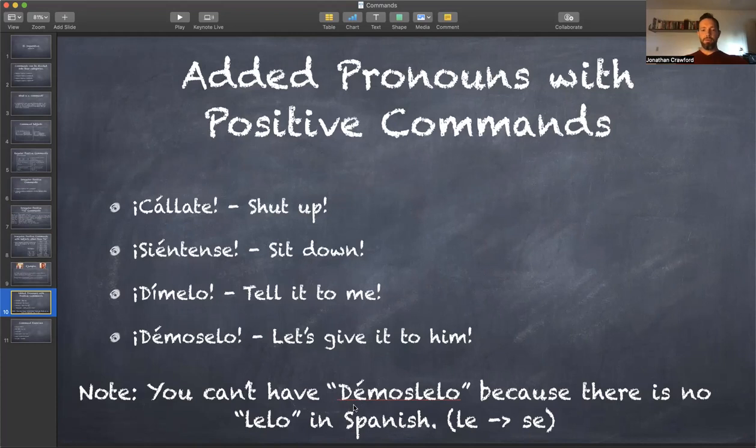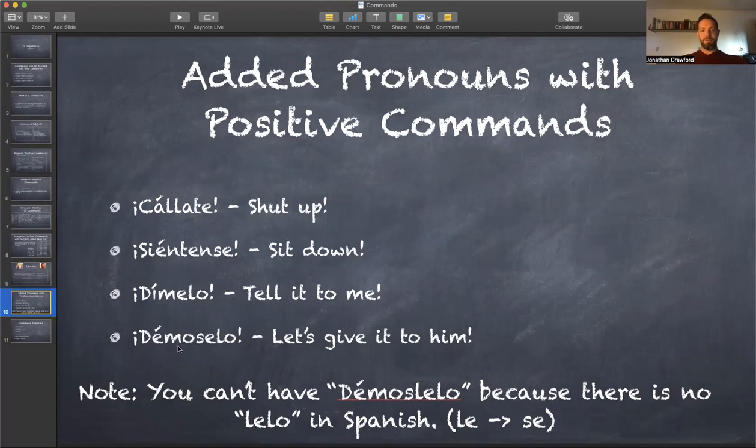Therefore, it's demos se lo, demóselo. And the S from demos and the S from se converge into one S. Una sola S. Demóselo. Let's give it to him. It's like saying, let's give to him it.